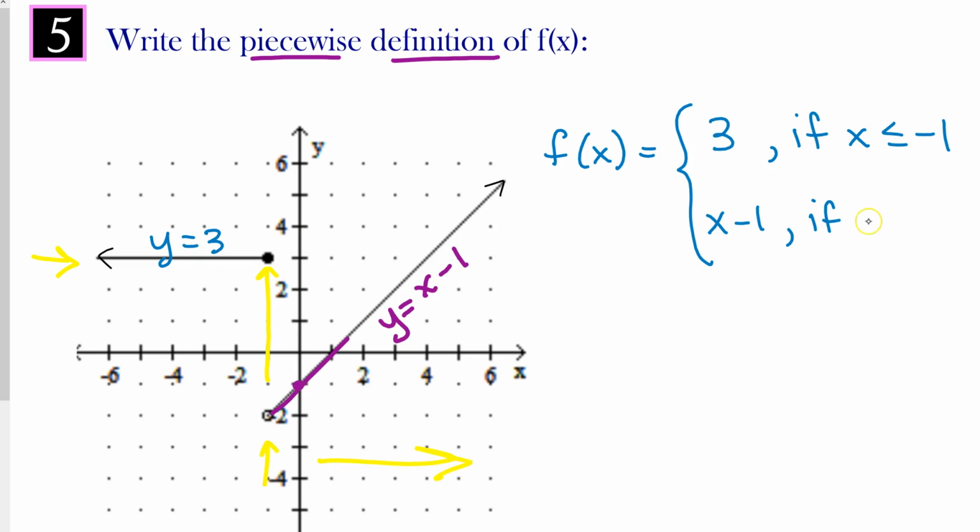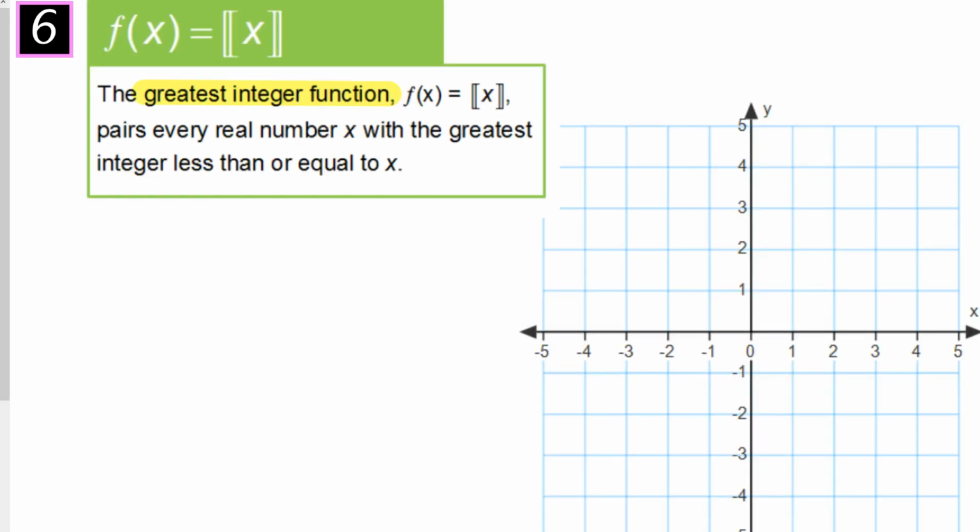Don't include the -1s, so just say x is greater than -1. So that's how we could do that part. Okay, we have a little bit more to do because we're going to look at one of the most famous piecewise functions there is, and it is known as the greatest integer function.